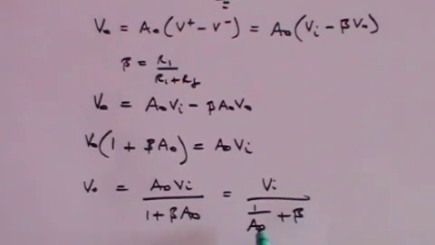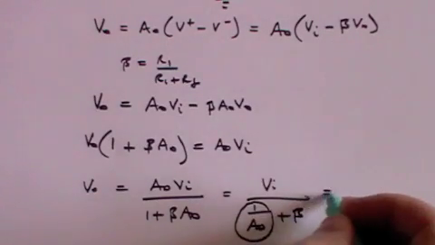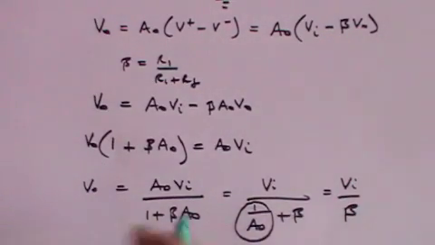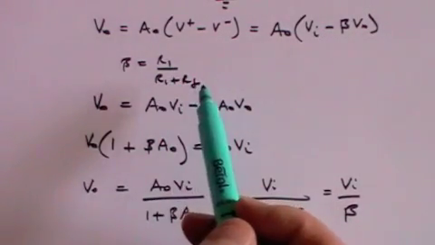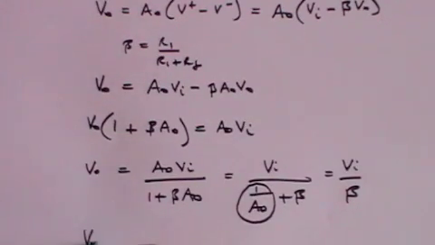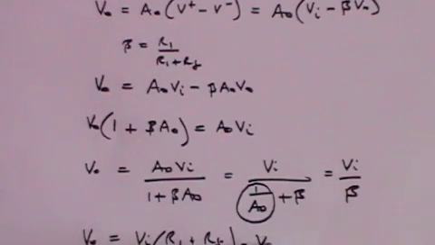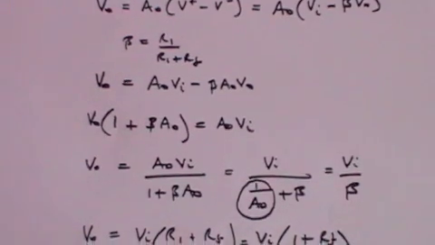Now, if A naught, that is the amplifier gain, is very large, then this term here reduces to 0 and you get V in divided by beta. But beta, we've already shown, is R1 over R1 plus RF, and so V out is V in times the inverse of beta, which is R1 plus RF divided by R1, which is V in into 1 plus RF over R1.